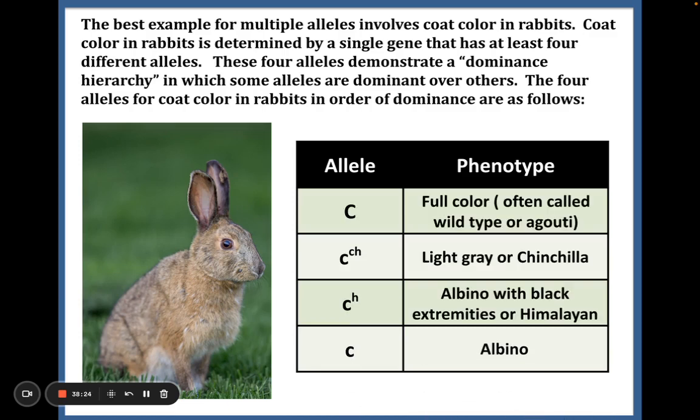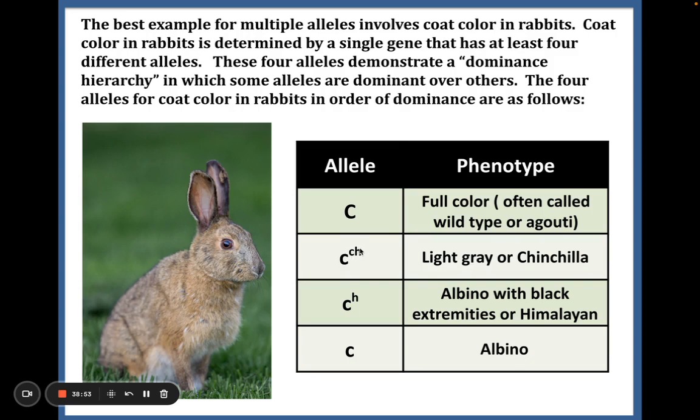We can also look at it like this, okay? So we can look at coat color in rabbits. Wild type is a fancy science word for what we normally see in nature. So when you see wild type, you're like, oh, that's normal, okay? Scientists think they're fancy and call it wild type. But that's what you normally see in nature. So that's full color, often called agouti, or wild type.